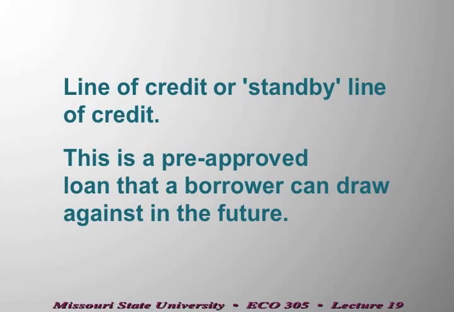One thing that happens in these longer-term relationships, and this is really for businesses, is there will be a line of credit. A line of credit is basically a pre-approved loan. And I'm going to work this back to the long-term relationship in a second.